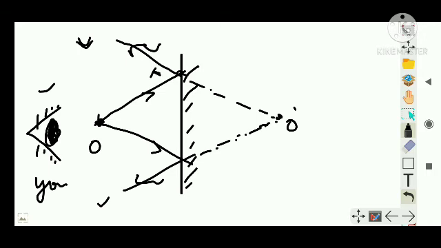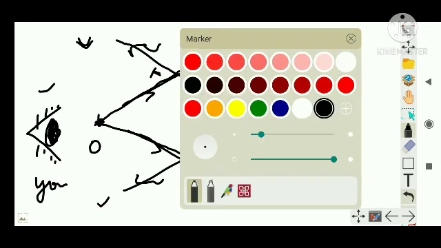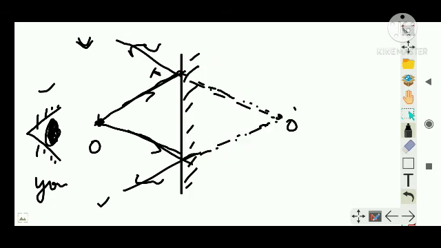This is something you have learned in your 9th class, I believe. O is the object, and O dash is the image. Sometimes O dash can even be written as I; in the book the object is written as O and the image as I. Now look at the picture, guys. You see the image O dash. You feel that the light rays are coming from the image.